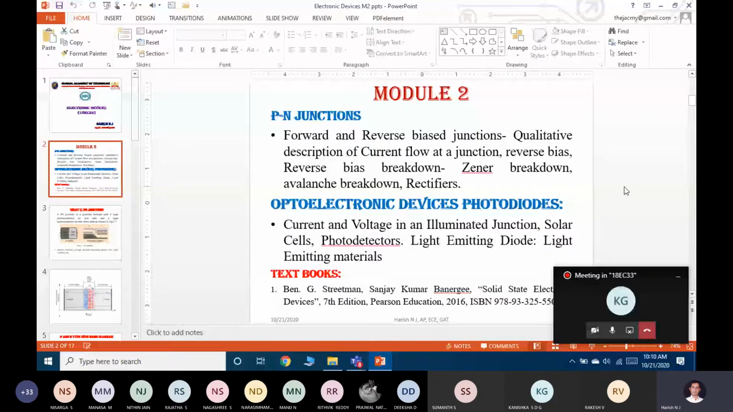One more thing, for module 2 also we have to refer to textbook 1 only. Textbook 1, Streetman and Sanjay Kumar, which I have shared already in the Google Classroom as well as in the WhatsApp group. Even the advanced version of this textbook I already shared with you all, I think the 7th edition. Both the 6th edition and the 7th edition I have shared in the Google Classroom.